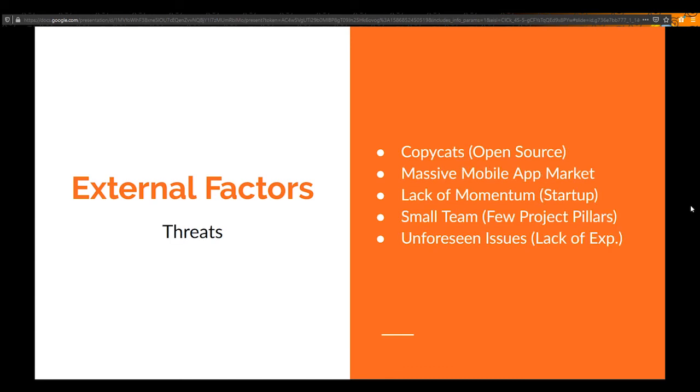The threat is that because it's open source, we could have copycats, which means that other people could use our code and our work to try to build the same market as us. The fact that we are starting out as a mobile app means that we're competing against a massive market. We have a lack of momentum because it's our first project and it's the first time we're doing something. We're not an established company. We're a small team, which means that if something were to happen that is unpredicted, things could go very, very wrong. We don't have a backup plan or a pillow to stand on, and that will be everything for the SWOT.